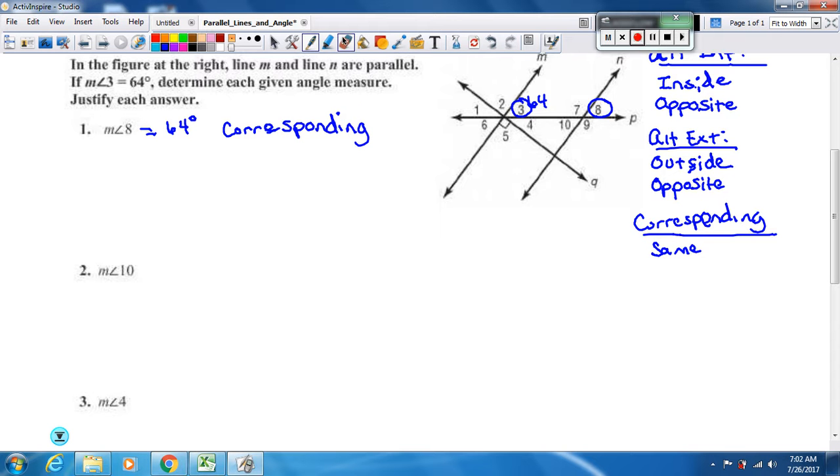Okay, now we're looking at the measure of angle 3 and the measure of angle 10. Now remember, line P is the transversal. So these are inside the parallel lines and they're on opposite sides of the transversal. Inside is interior and opposite is alternate. So these are alternate interior angles, and alternate interior angles have the same measure. So that is 64 degrees also because they are alternate interior angles.